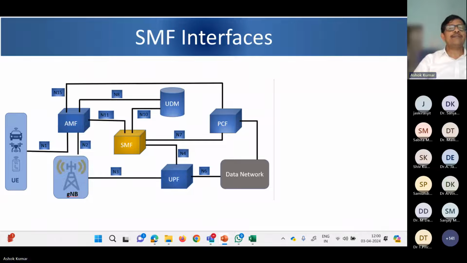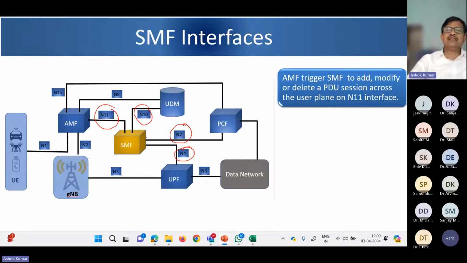Okay, so let's look at different interfaces of SMF. As you know, there are two interfaces which we can see. I'm referring here to the reference point architecture. Service-based architecture, these all are replaced with the API environment. And then we have N7 interface, N4 interface. So there are four interfaces which SMF is handling.